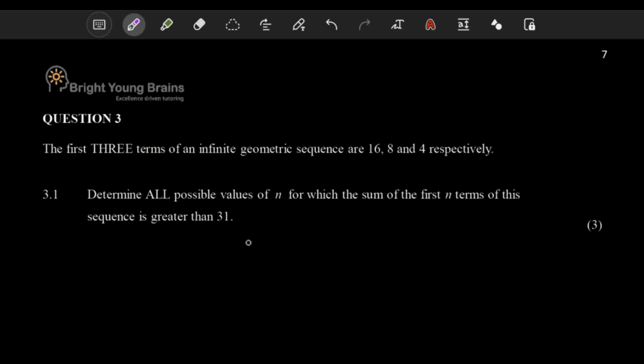Okay, question number 3, starting with another section in sequences and series. It says here the first 3 terms of an infinite geometric sequence are 16, 8, and 4 respectively. So this is the key thing here. If it's an infinite geometric sequence, then it means that this sequence has a sum to infinity. If it has a sum to infinity, it means that this sequence has a value of r that is between 1 and -1. That's a known fact anytime you bump into these kinds of keywords.